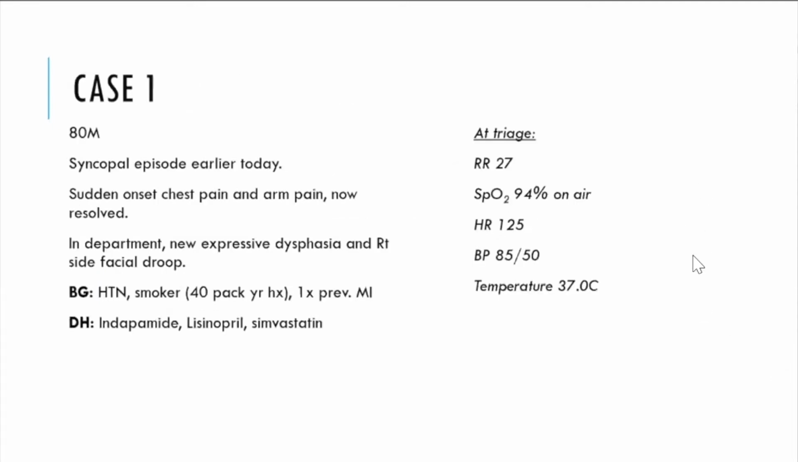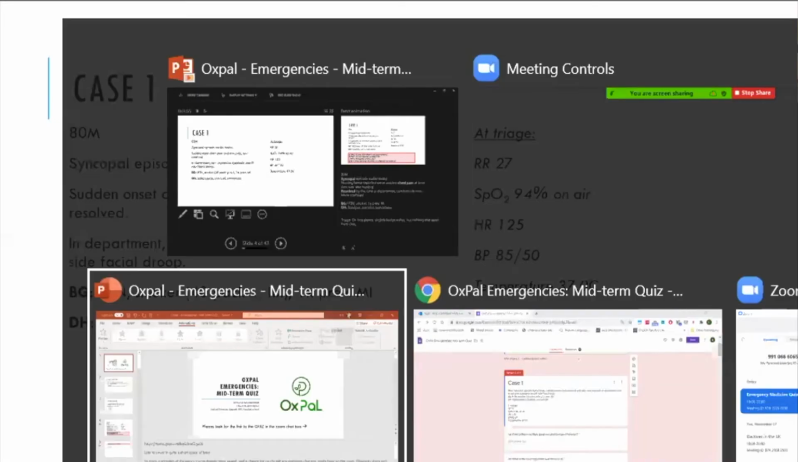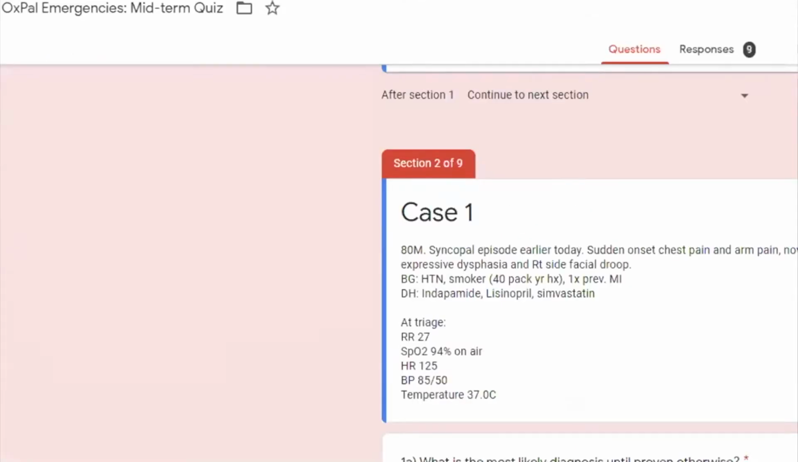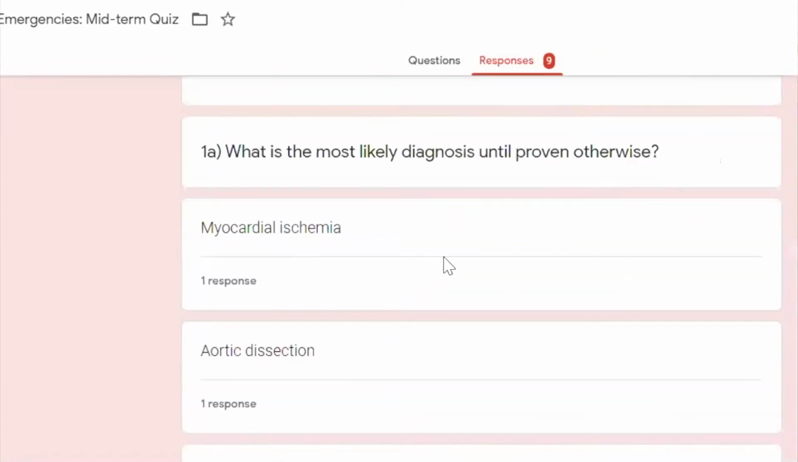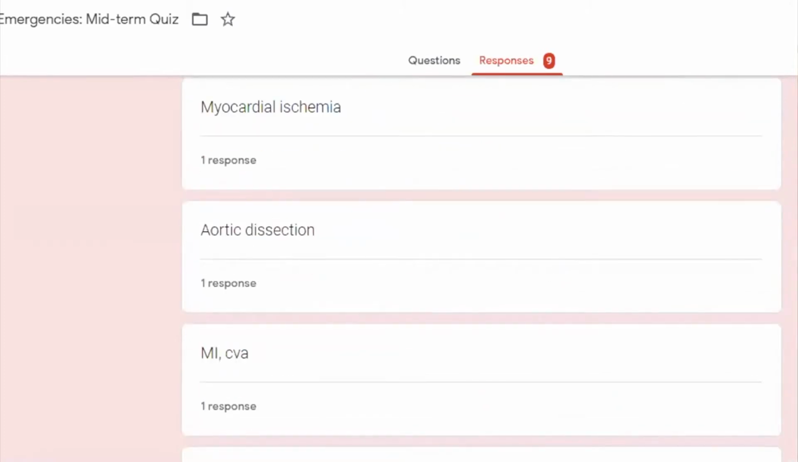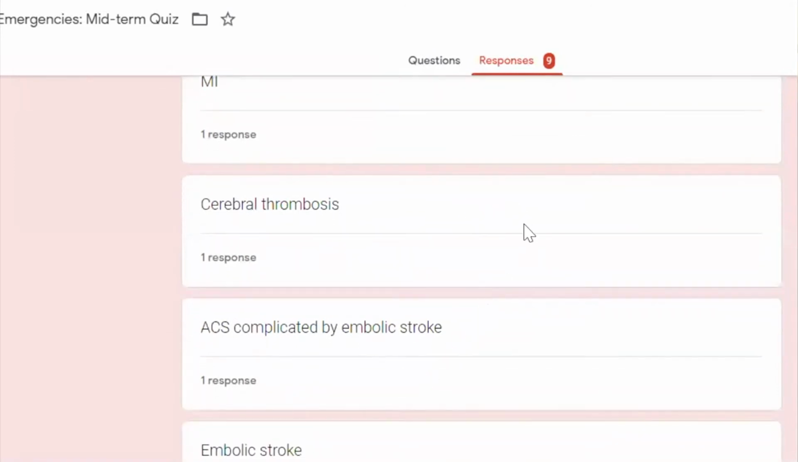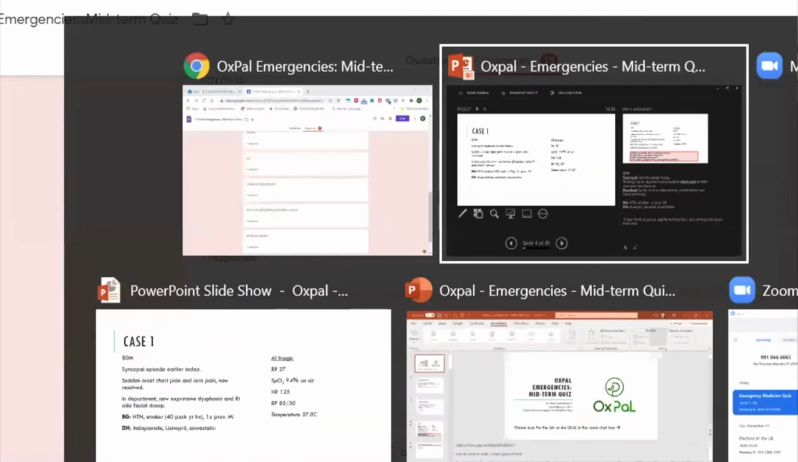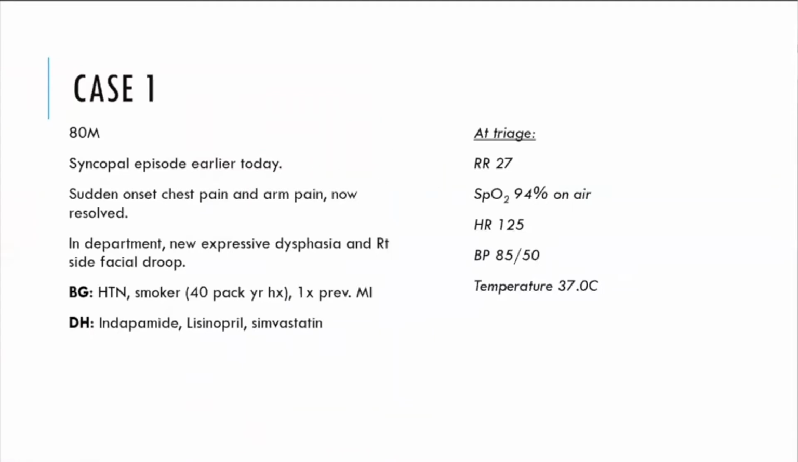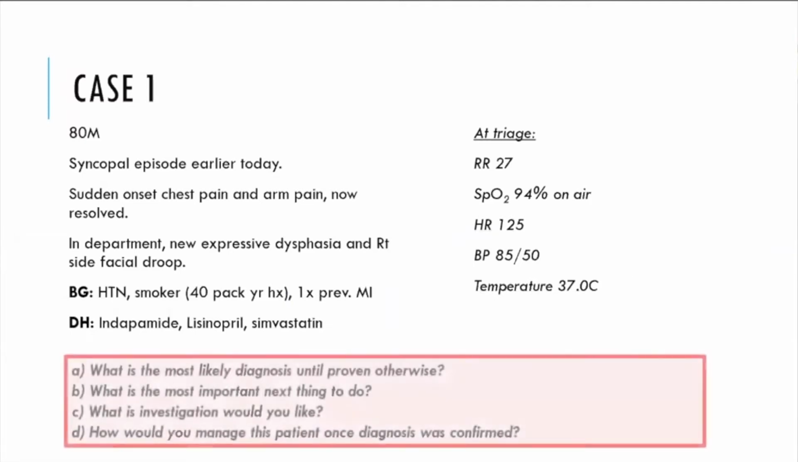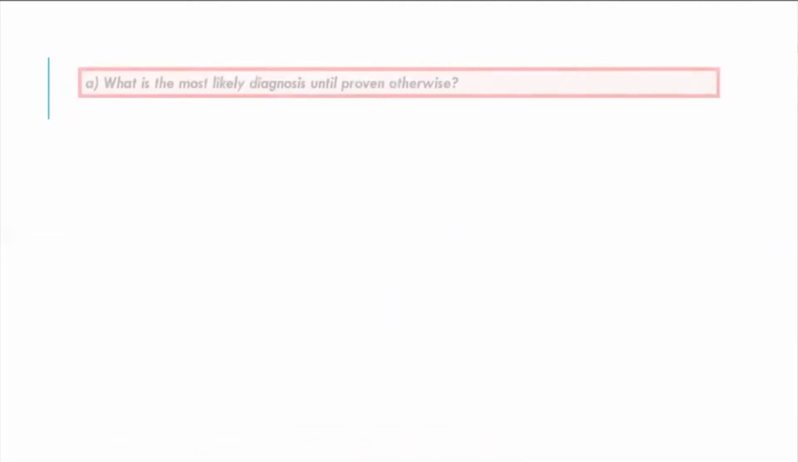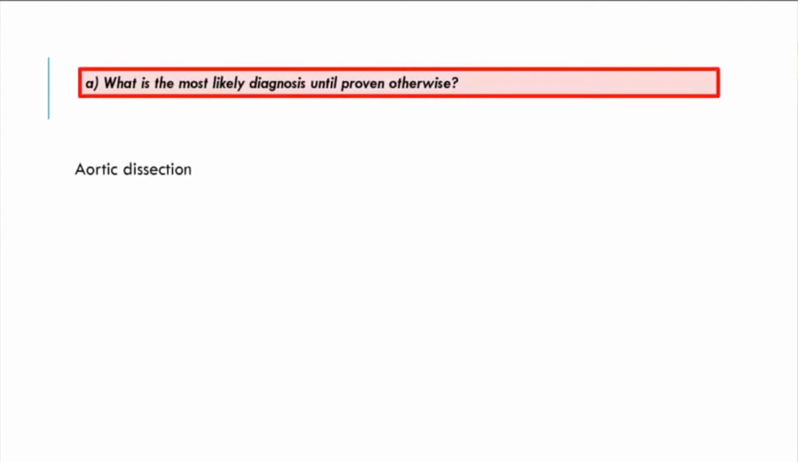Looking through a lot of your answers, there's a range of answers that have come up on there. So there's myocardial ischemia, aortic dissection, MI, CVA, stroke, MI, cerebral thrombosis. Okay, so there's a variety of options that have come up. Really, what I was going for with this patient was that they have an aortic dissection. I think only one person put that, which is interesting.